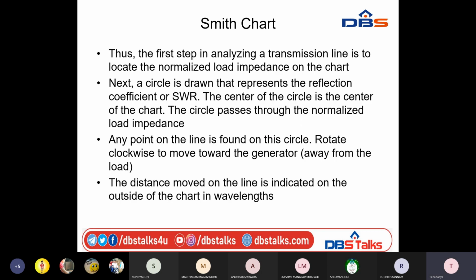And next, a circle is drawn from the representation of the reflection coefficient SWR, and the point on the circle rotates clockwise to move towards the generator from the load. So these are the procedures for locating a point on the Smith chart.